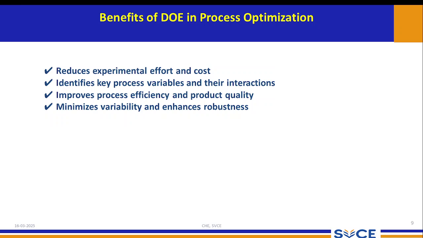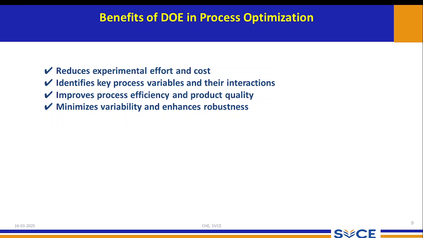Okay, so what are the benefits of design of experiments in process optimization? That is a very, very important question. First, it reduces the experimental effort and cost. When you reduce the number of experiments needed to find the optimized point, obviously the cost will come down, because the time, effort and money you spend all come into the picture. If, with fewer experiments, you can identify the exact optimized point, that is good enough, right? So it reduces the experimental effort and cost.